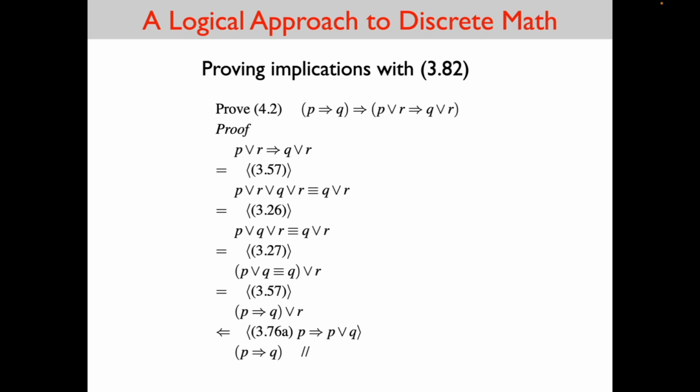So do you see how mutual transitivity works here? Because the first line equals the second line, and the second line equals the third line, and the third line equals the fourth line, and the fourth line equals the fifth line, and the fifth line follows from the last line. Therefore, the first line follows from the last line. In other words, P or R implies Q or R follows from P implies Q, which is the same thing as saying P implies Q implies (P or R implies Q or R).